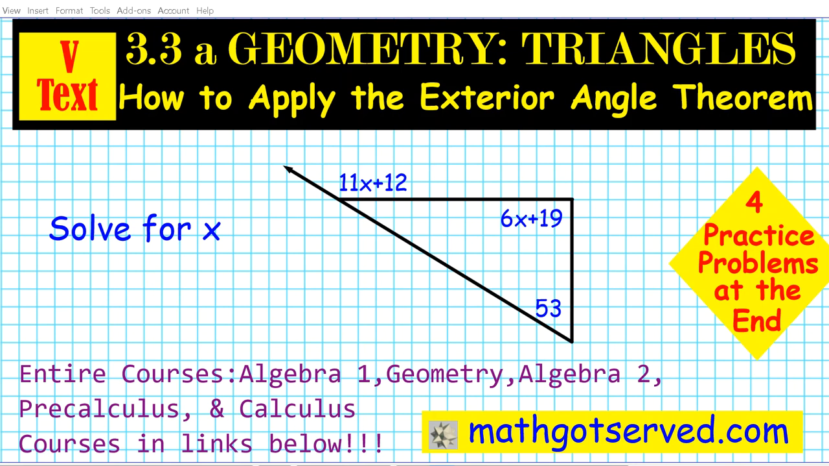In this clip, we're going to be going over section 3.3a of our virtual geometry text on triangles. We're going to be looking at how to use the exterior angle theorem to solve problems. So we're going to be looking at problems such as the one that we have presented here, where you want to solve for x given an exterior angular measure as an algebraic expression and two interior angles, opposite angles.